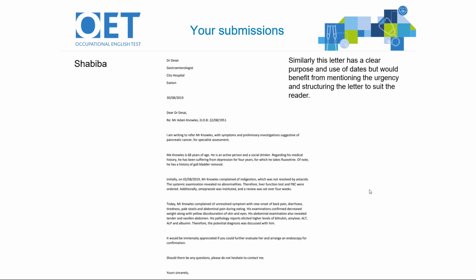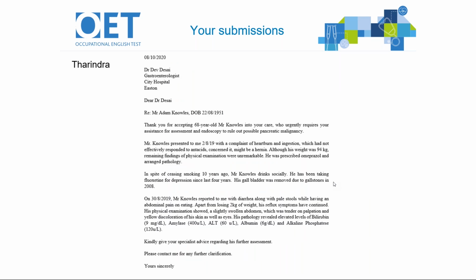Shabiba's letter similarly has a clear purpose and use of dates, but this would also benefit from mentioning urgency and structuring the letter to suit the reader. So this was really the overall comment that I was finding from a lot of the letters that I was reviewing, that particularly the structure of this letter hasn't been organised to suit the reader, and that you're forcing the reader to search within the letter to find the information that they want.